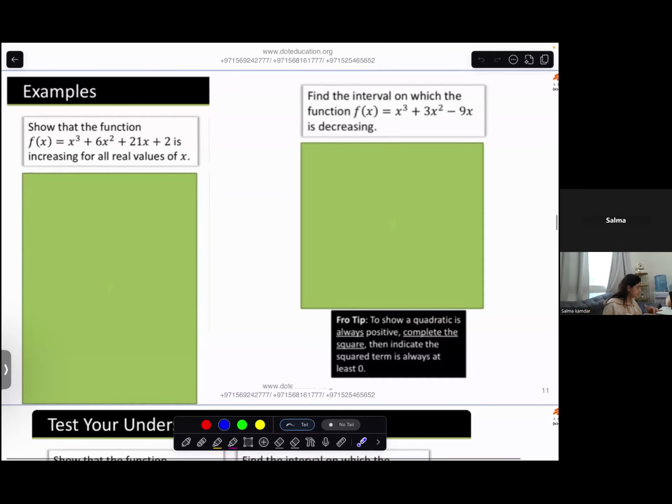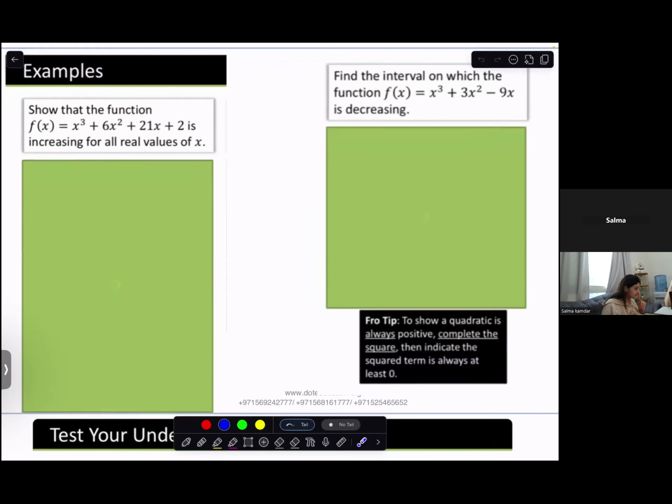So now we have this question. Okay, solve along with me. Show that the function is increasing for all real values of x. Now, if I want to show that the function is increasing for all real values of x, what do I have to show? I need to show that my f dash x is greater than or equal to 0. Since I have to show it is increasing, I need to show that f dash x is greater than or equal to 0.